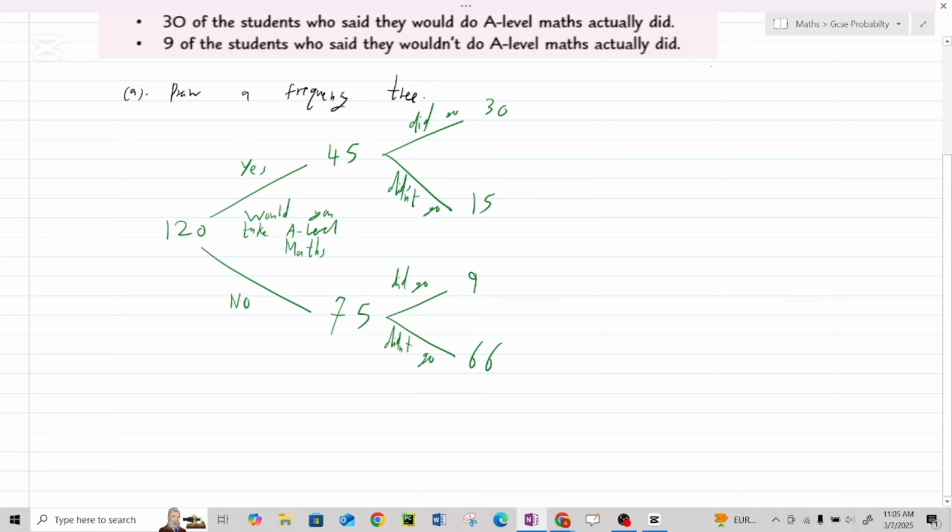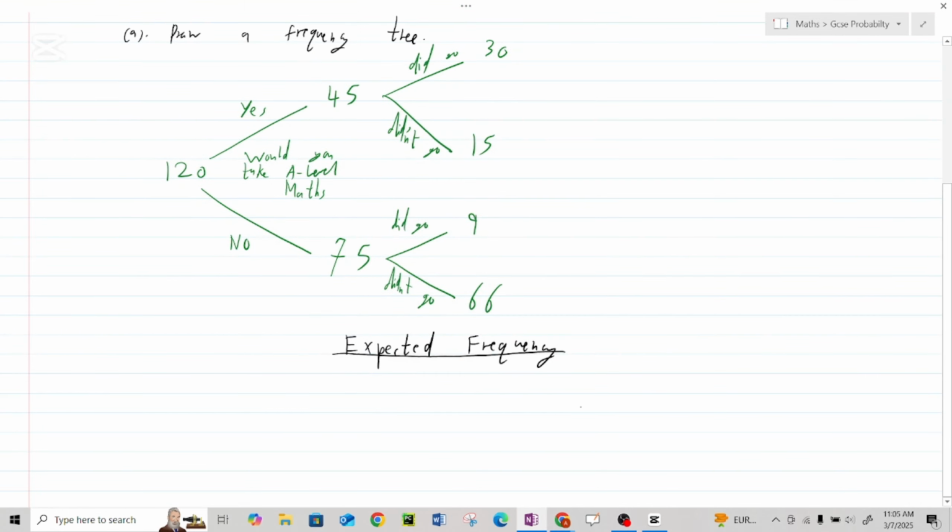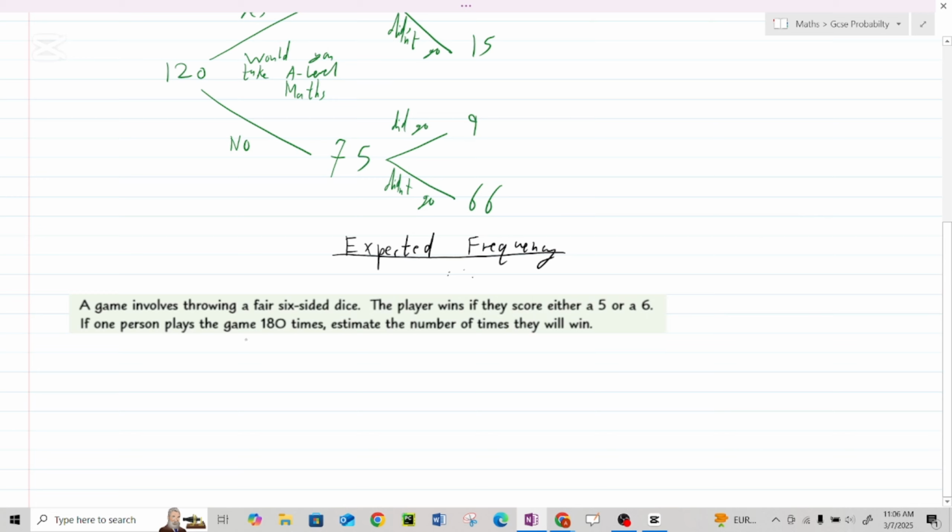Now we have another concept that we have to do, that is called expected frequency. We've done the expected probability, but how do we find the expected frequency? Let's have a question to understand the part exactly. A game involves throwing a fair six-sided dice. The player wins if they score either a 5 or a 6. If one person plays the game 180 times, estimate the number of times they will win. So they're not asking the probability, they're asking the expected number of times that they will win.